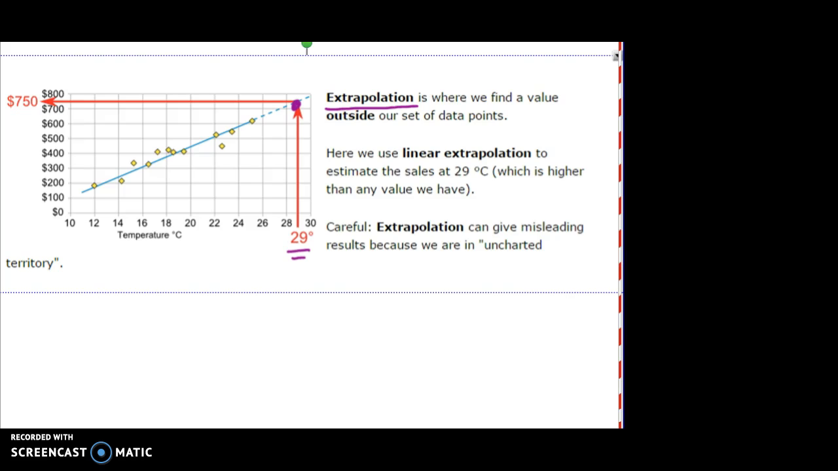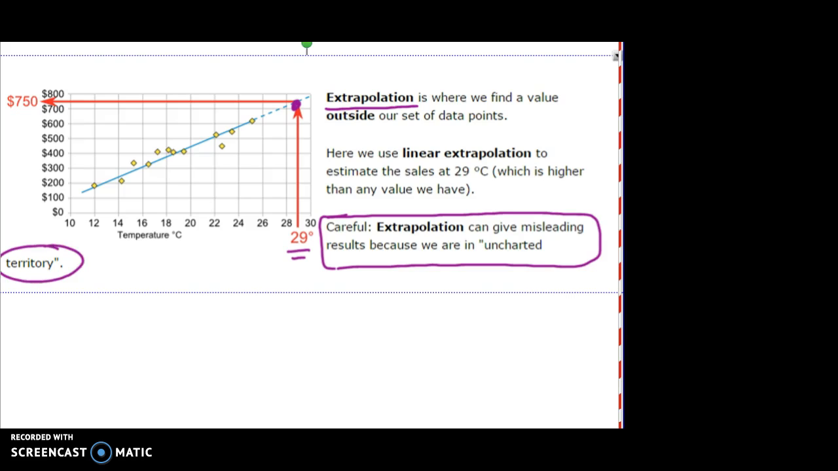But I do want you to note this right here. Be very careful. Extrapolation can give misleading results because we are in uncharted territory. What that means is if we go too high on the temperature, where it's not feasible, we could sit here all day and name temperatures that we could extrapolate, but we have to also be realistic, and it could be misleading.